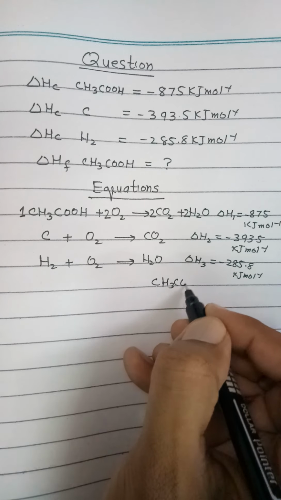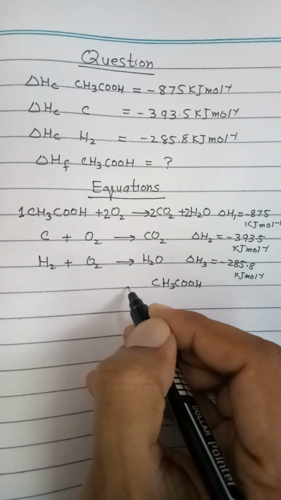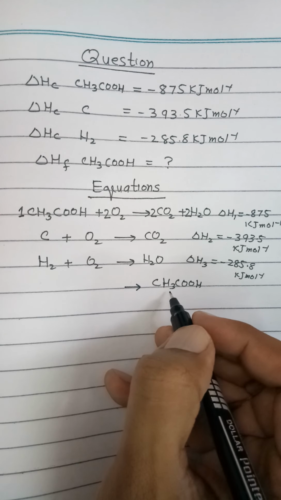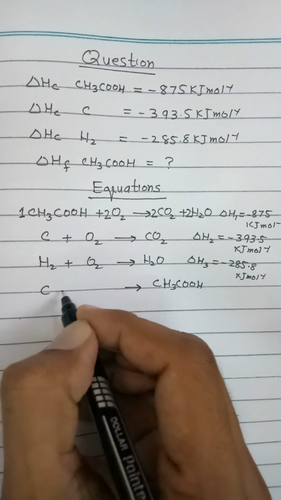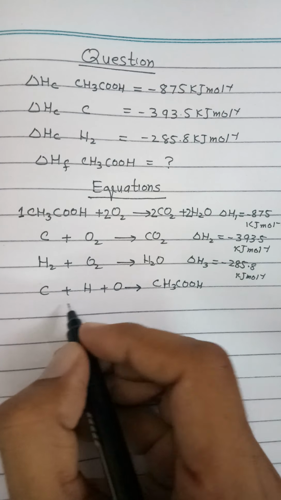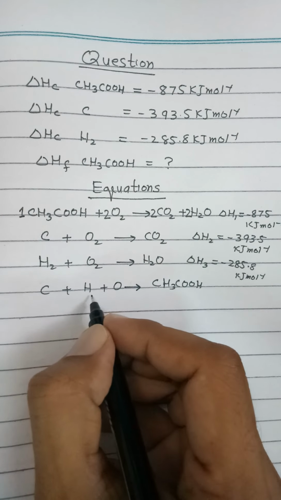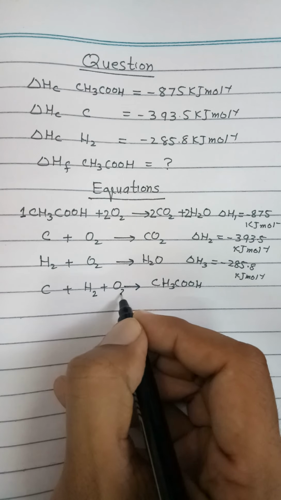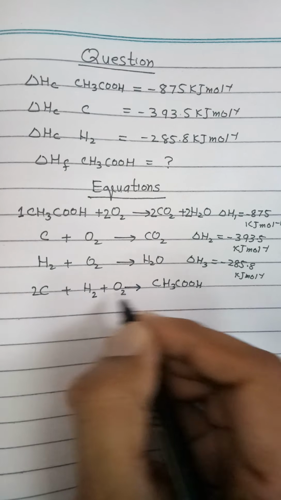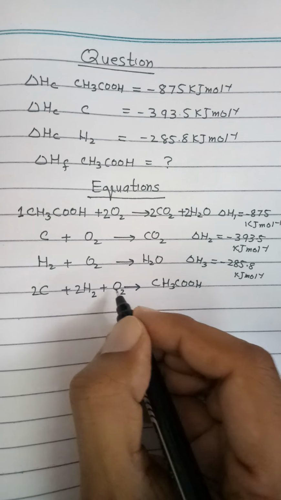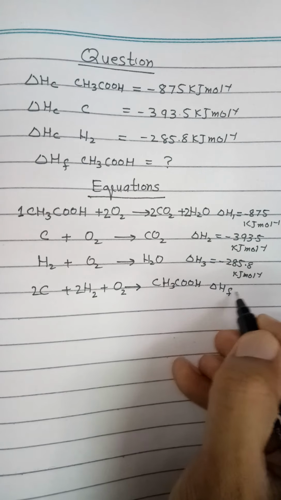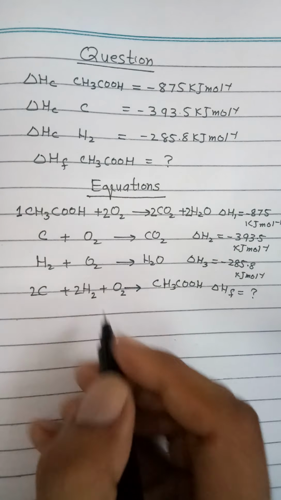heat of formation is the formation of 1 mole of substance from its elements in the standard state. Elements of acetic acid are carbon, hydrogen, and oxygen. In the standard state, carbon exists in the form of C, hydrogen as H2, oxygen as O2. There are 2 carbon atoms, 3 and 1, 4 hydrogen atoms, and there are 2 oxygen atoms. So the heat of formation is what we have to find out in this question.